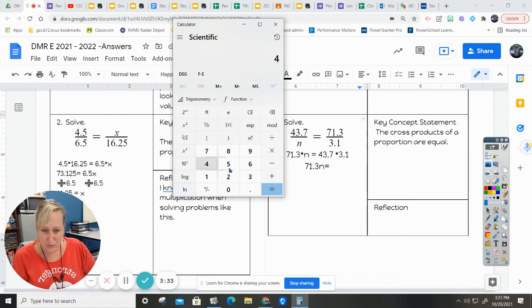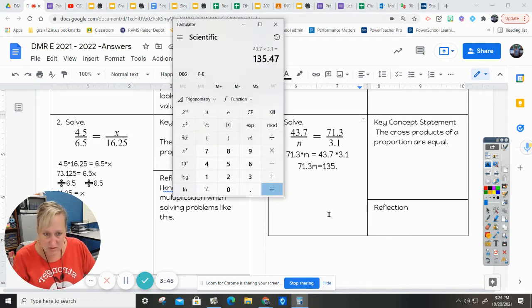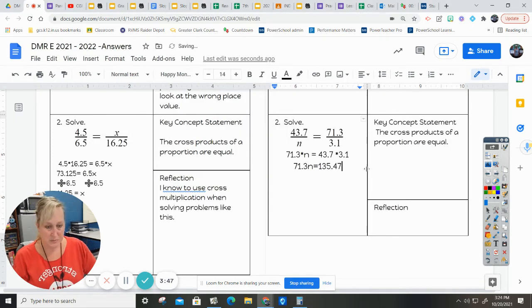I'm going to do 43 and 7/10 times 3 and 1/10, and I get 135.47. All right, so the next step that you have to do is divide. So I don't want to write it. You will divide both sides by this 71.3 so that you can eliminate and isolate that variable.